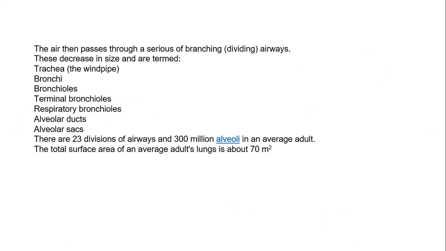The air then passes through the serial branching, dividing airways. These decreases in size are termed generations.